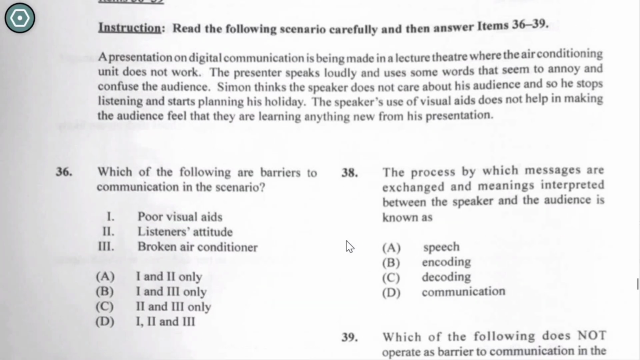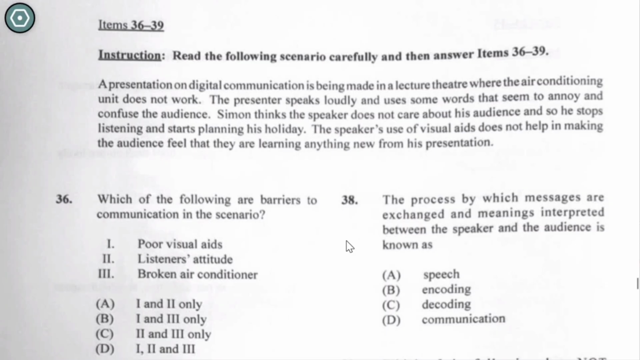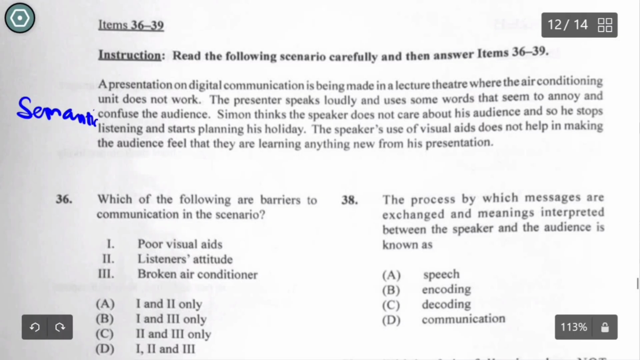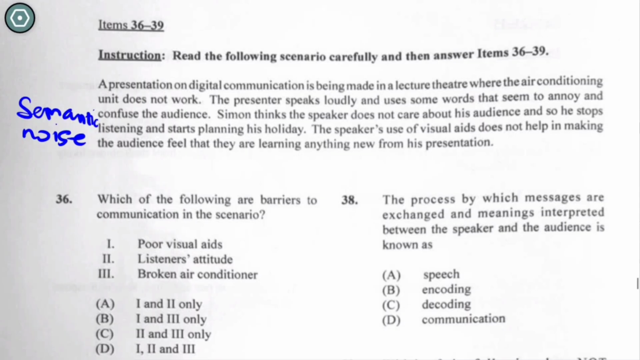36 to 39. Alright? Now read the following scenario carefully, then answer items 36 to 39. A presentation on digital communication is being made in a lecture theater where the air conditioning unit does not work. The presenter speaks loudly and uses some words that seem to annoy and confuse the audience. That's semantic noise. When they use words that you don't know, semantic noise. Simon thinks the speaker does not care about his audience, and so he stops listening and starts planning his holiday. Sounds like a good thing to do. The speaker's use of visual aids does not help in making the audience feel that they are learning anything new from his presentation. So probably he's reading verbatim from the PowerPoint, which is not a very good strategy when doing presentations.